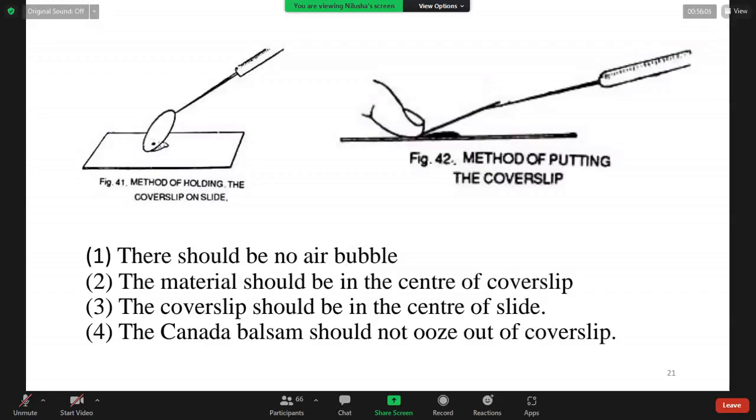Then after that we have to close the cover slip in a slant position, as you can see in the first picture, because if not, air bubbles may enter into the mounting media. The mounting media should not ooze out over the cover slip. You have to remove the excess amount of media present on the side.